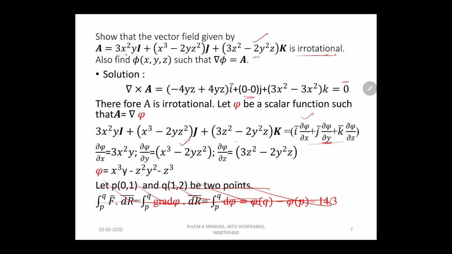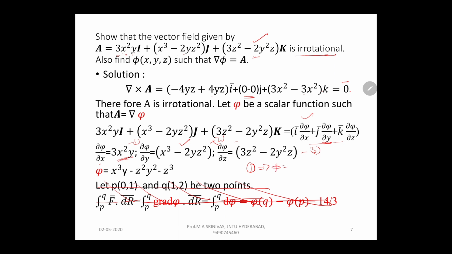How do you get this phi? You can easily understand that dou phi by dou x is equal to this. From this, what is your phi? The first, I will call this 1, this 2, this 3. So what does 1 imply?